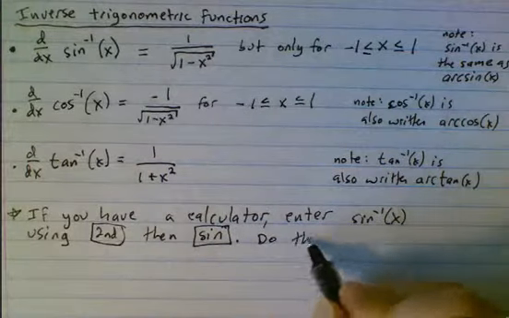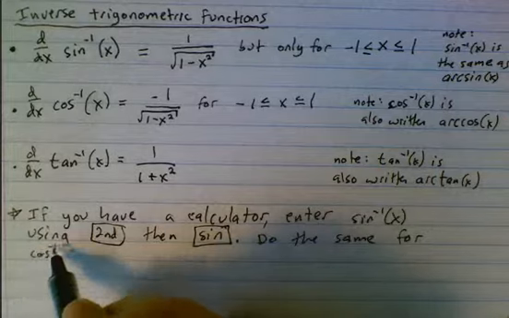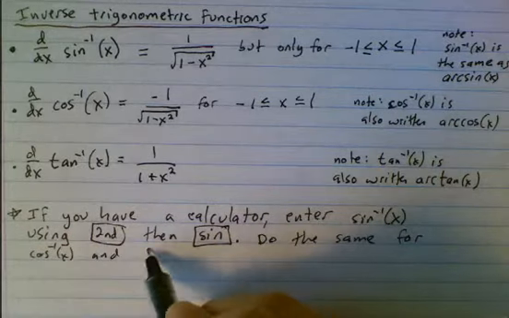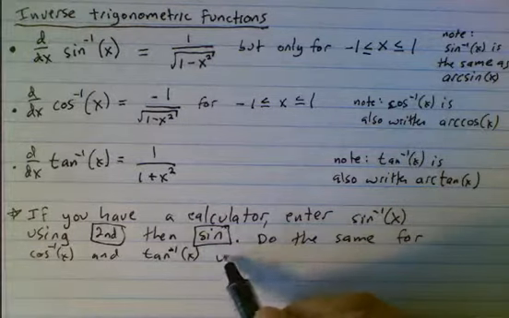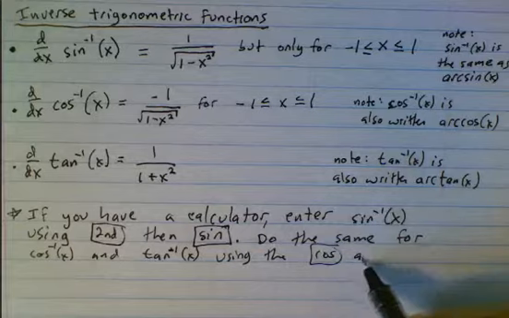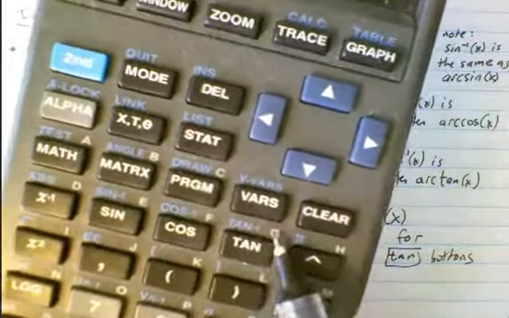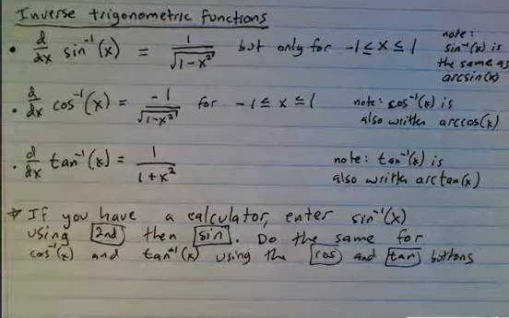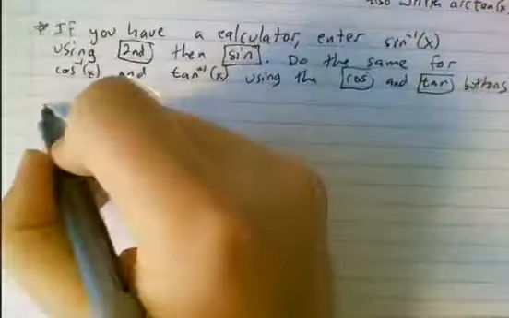Do the same for inverse cosine of x and inverse tangent of x using the cosine and tangent buttons. So we've got inverse cosine right there, inverse tangent right there. Okay, let's do an example. These are pretty simple. You just have to memorize them.